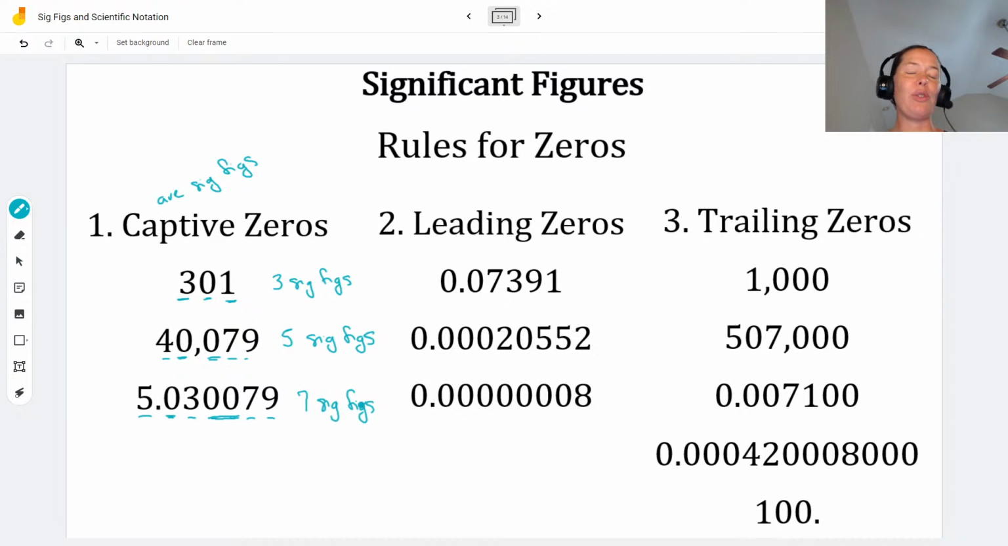I'm kind of partial to the captive zeros personally. I don't know why. I just really like them. They're very easy and I think they're kind of cool. So anytime you have a captive 0, it is going to be a sig fig.